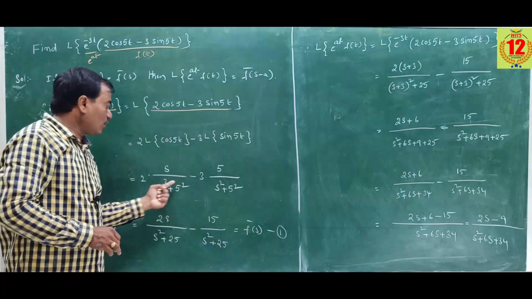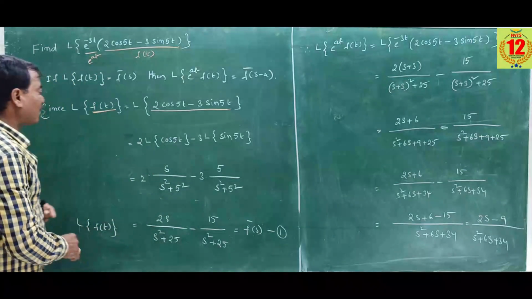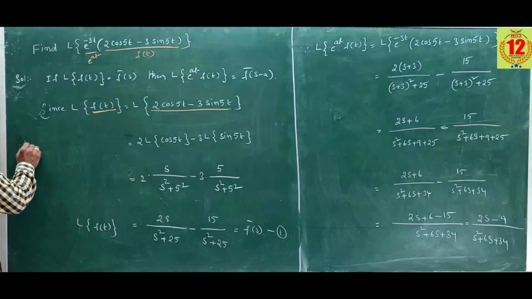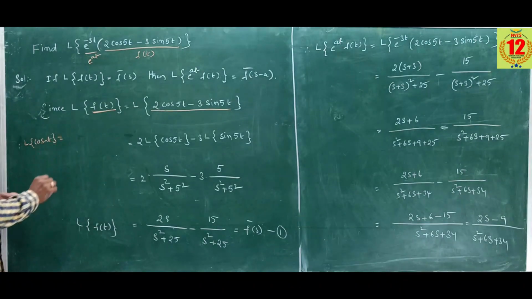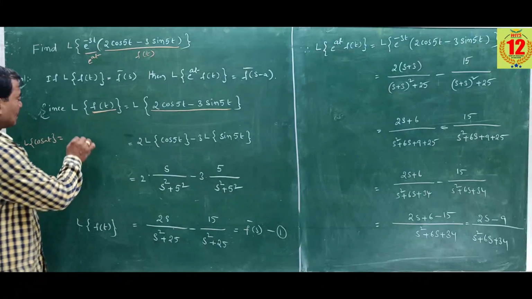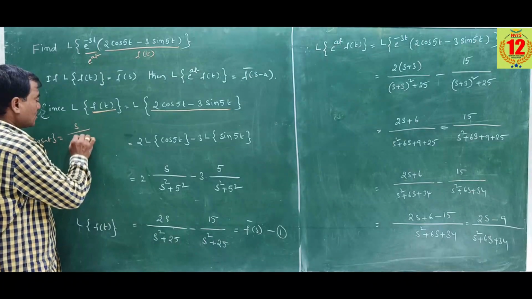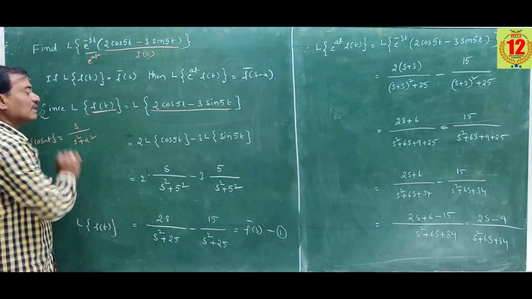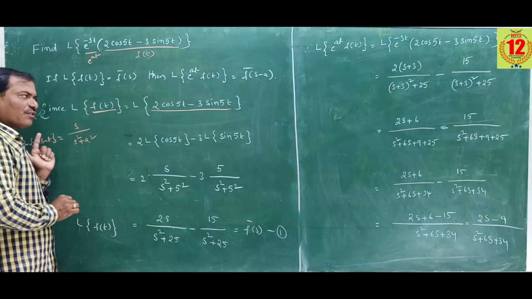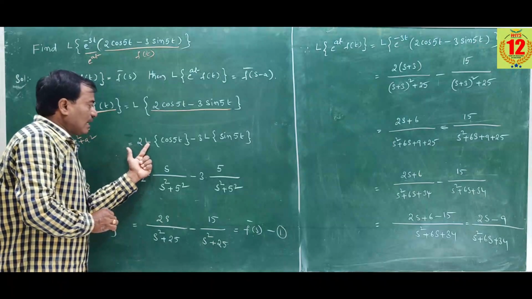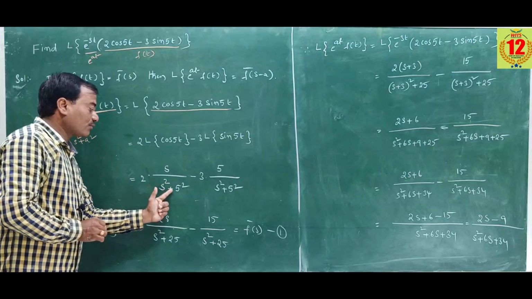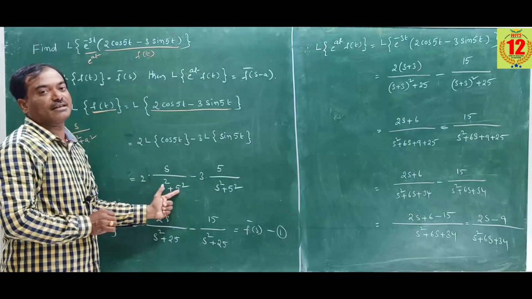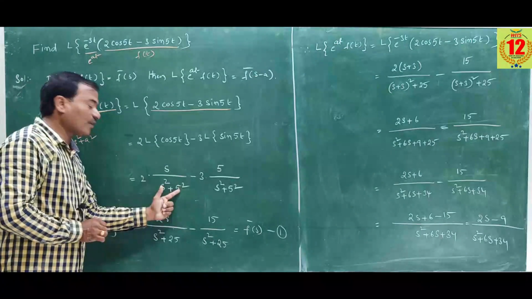Now we have to find the Laplace transform of cos 5t. Yes, we know the Laplace transform of cos at. What is the Laplace transform of cos at? s by s square plus a square. By using this formula, we find the Laplace transform of cos 5t is s by s square plus 5 square. Why? Because here a equals 5.